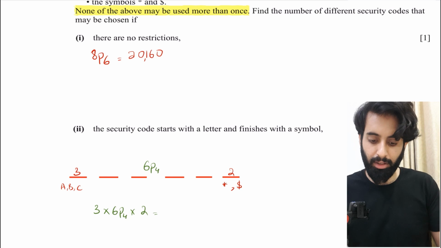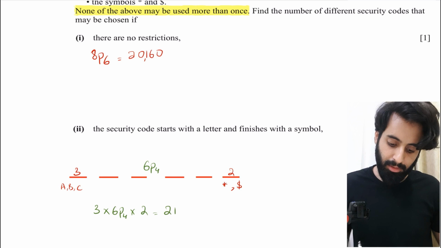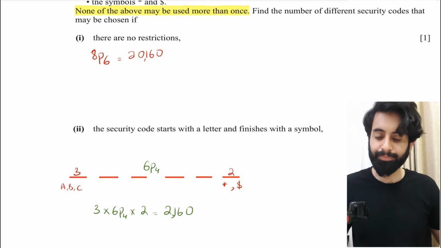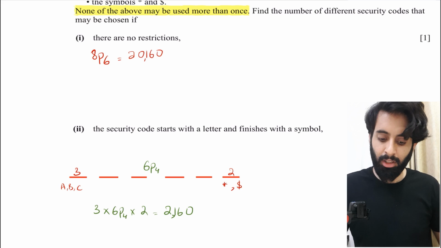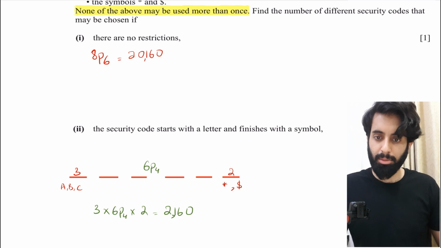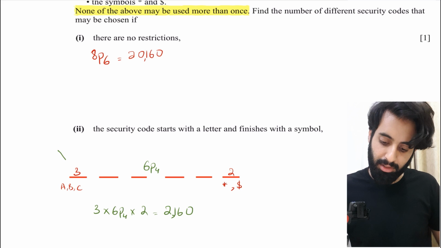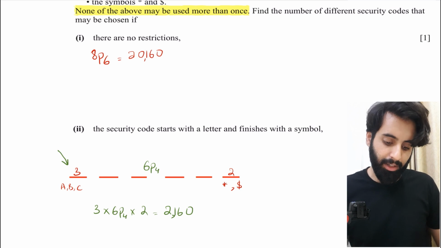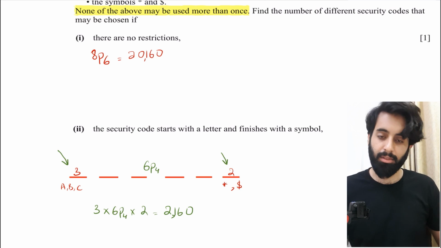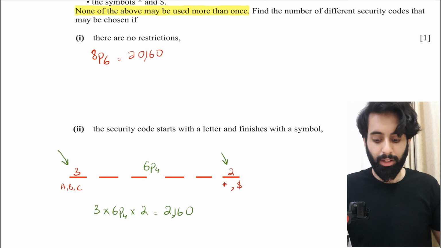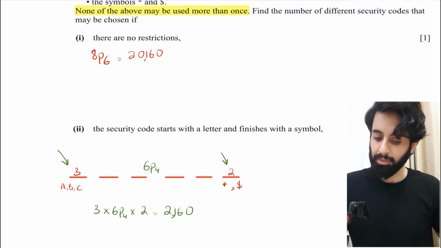So let's work this out in our calculator. 3 times 6P4 times 2 gives us 2,160. Now remember, whenever there's a condition or a restriction, that restriction needs to be settled first. Here there was a restriction that it needs to start with a letter, so you can see that I've settled that first, and it needs to finish with a symbol. That's what I settled later on, and then you can worry about the rest.